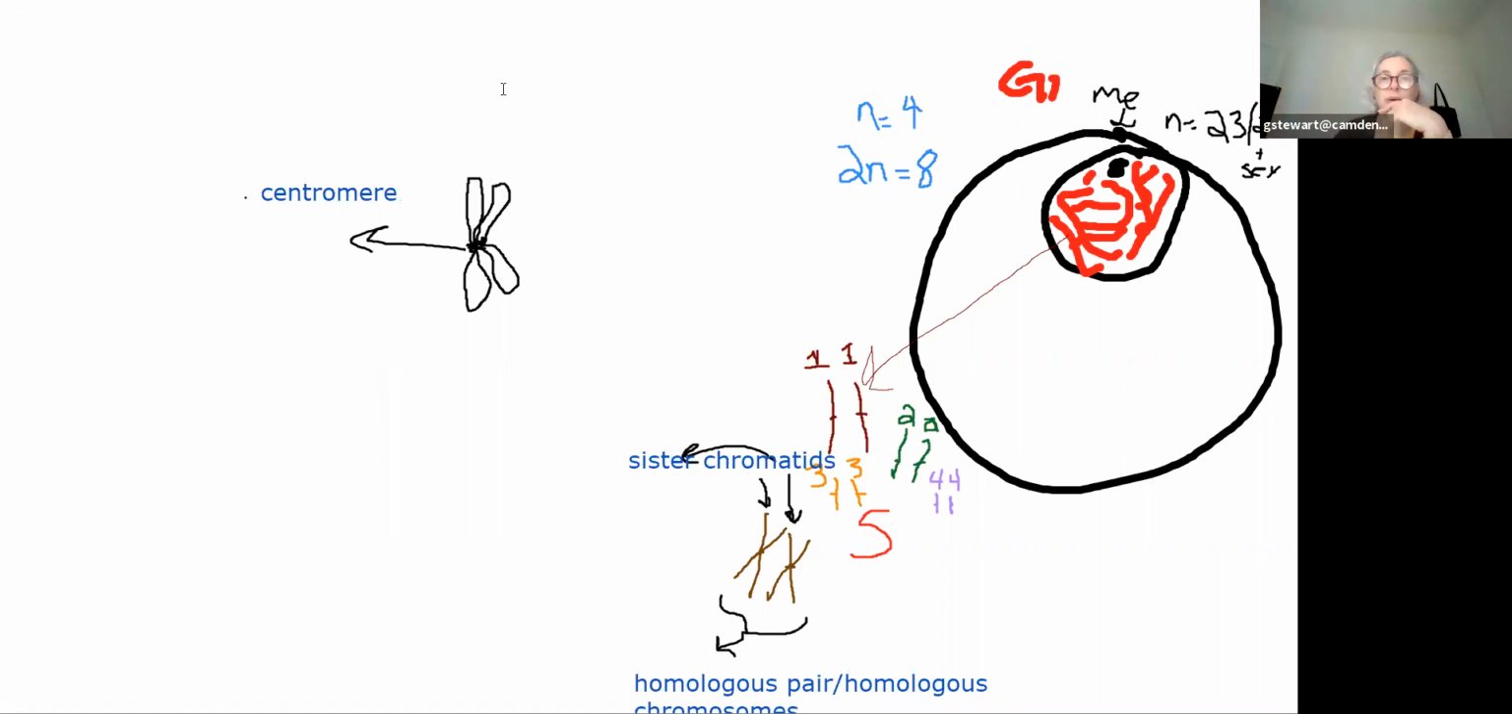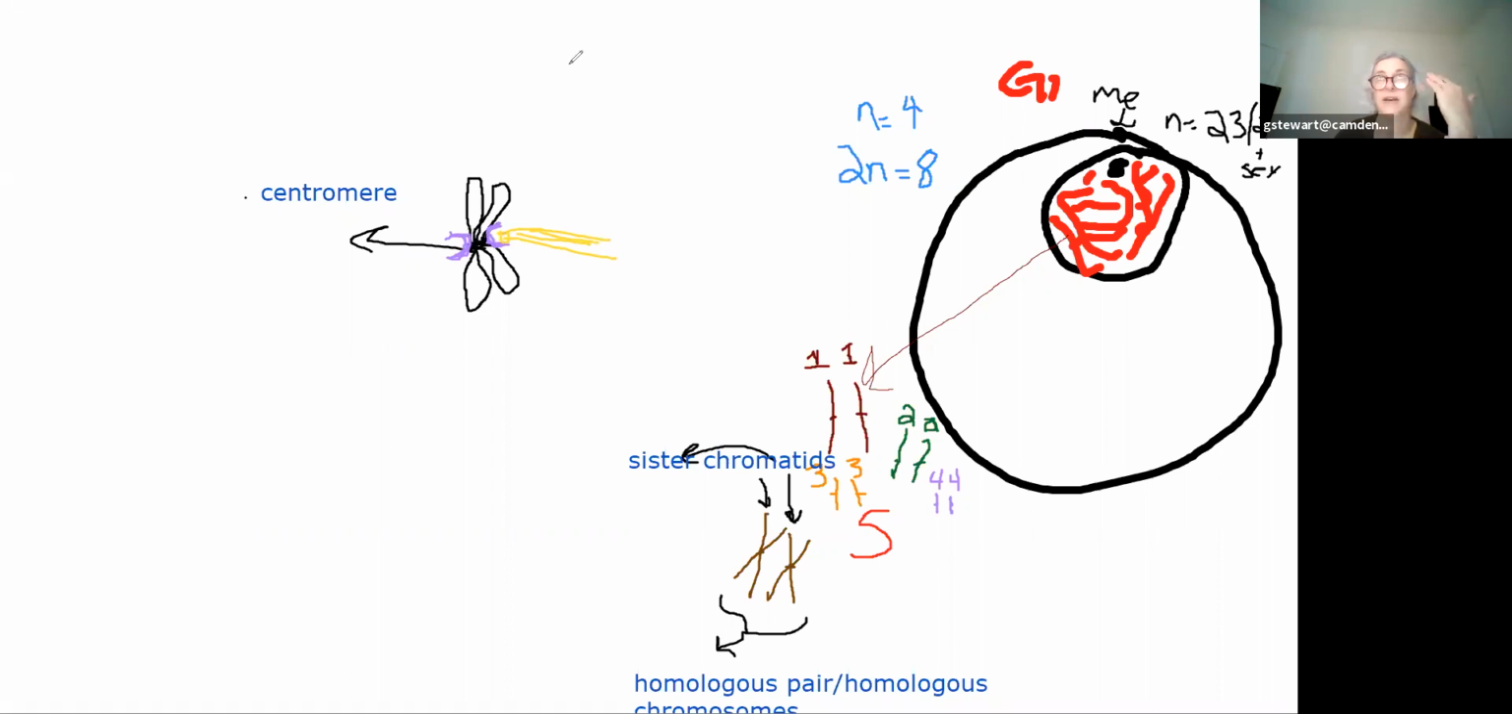Now, the other important point here is where the spindle fibers attach. Because it's protein, this collection of protein forms this sort of connecting spot, or a C shape. I'm exaggerating it, of course. And that's the kinetochore. That's where the spindle fibers attach in order to pull the sister chromatids apart.